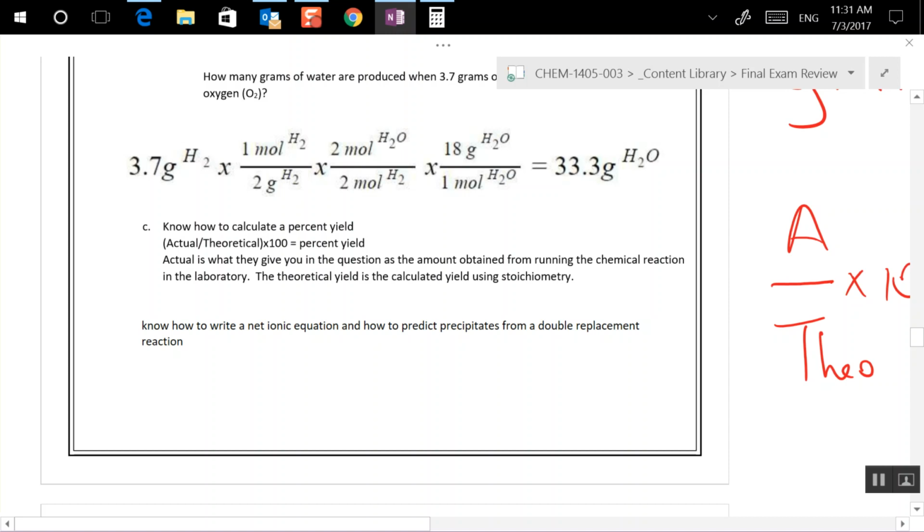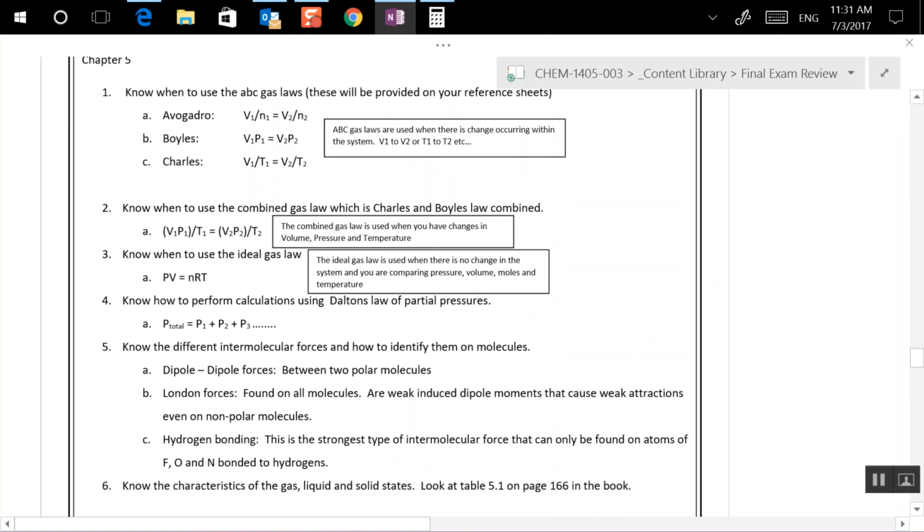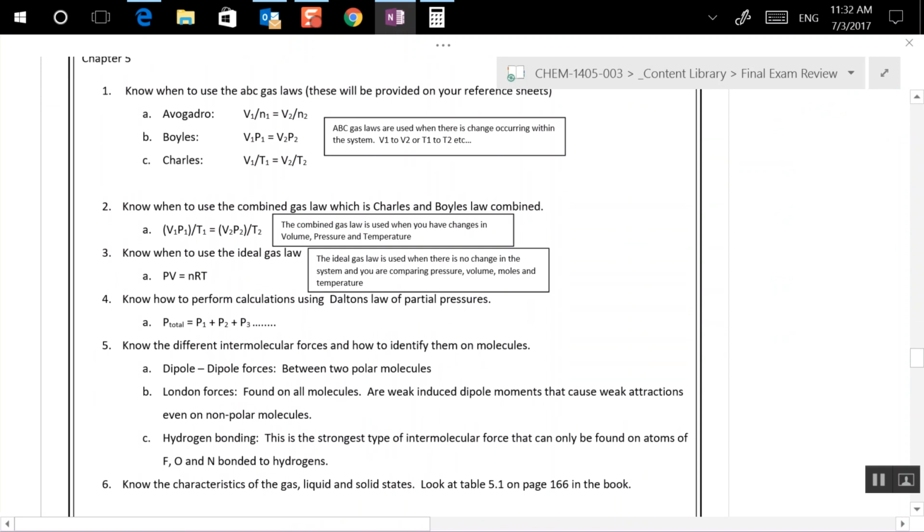Okay, moving forward. I'm really confused on gas laws, especially which ones you use them since there's a lot. Okay, so on this review, I actually try to help you understand when you would use one type of gas law versus another type. So these are pretty straightforward gas laws, the ABC laws, right? Just solve for one variable.